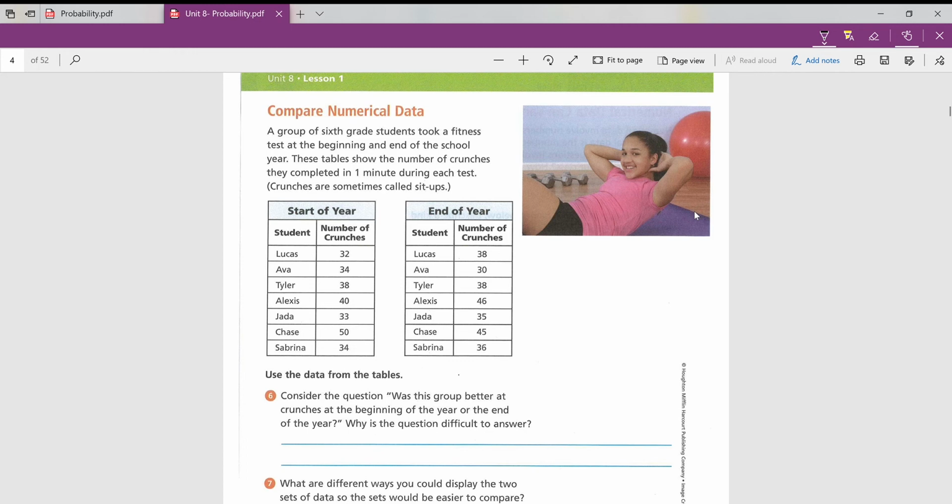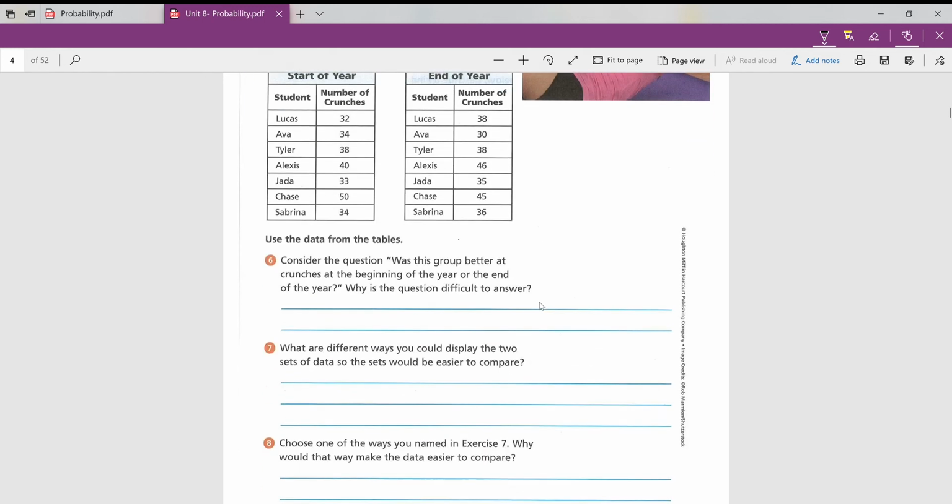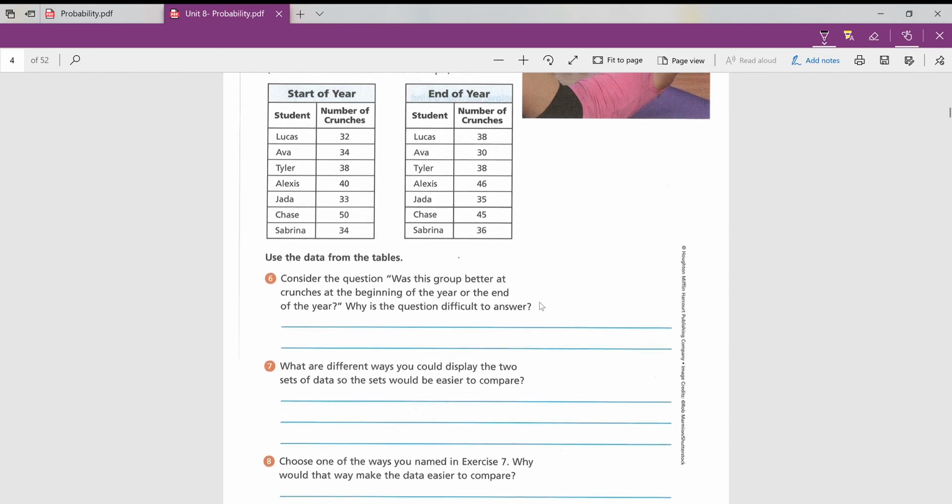All right, so what you have here is the start of the year and the end of the year. And you have a total of 7 students that have gone ahead and done crunches. They compared the results from the beginning of the year to the end of the year. So for example, we have Lucas, who did 32, and then Lucas had 38 at the end of the year. So using the tables above, all right, you're going to consider this question.